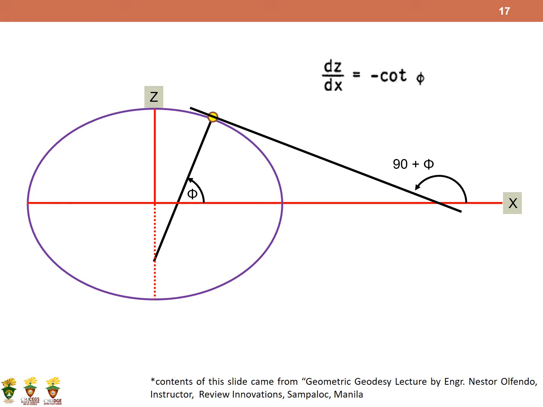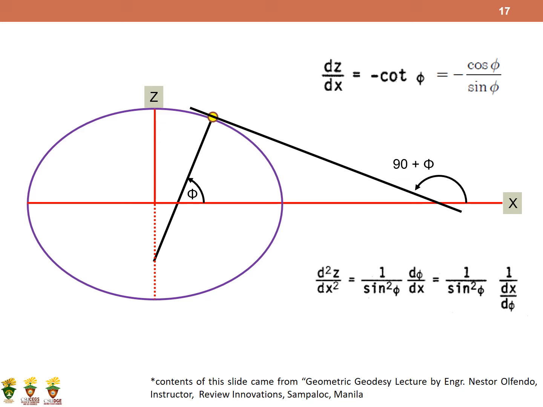The derivative of z over x is equal to negative cotangent theta. Since z is opposite, which is sine, and x is adjacent, which is cosine, that's cotangent, and cotangent is just equal to cosine over sine.